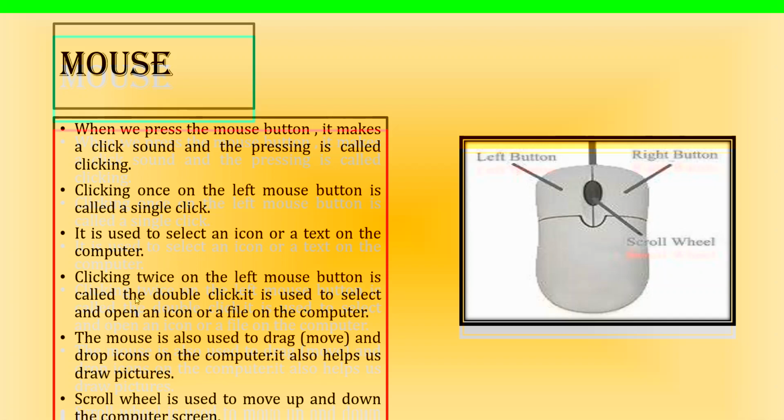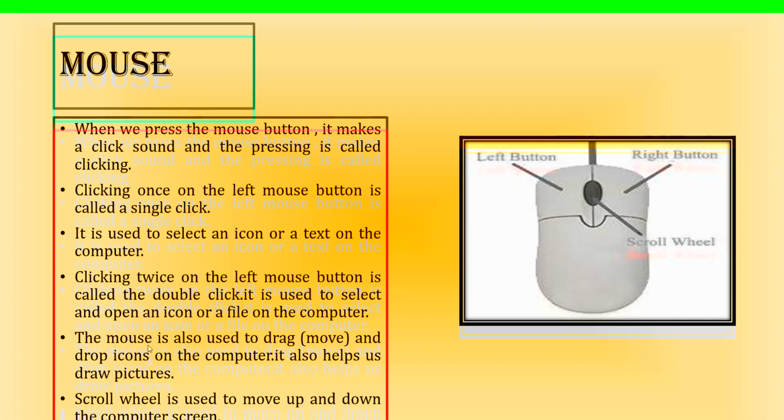Also, you can click twice on the left mouse button. Clicking twice on the left button is called a double click. It is used to select and open an icon or file on the computer.